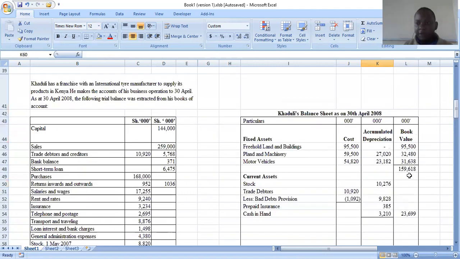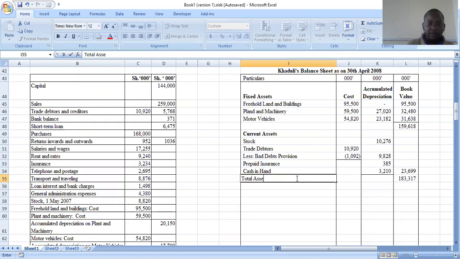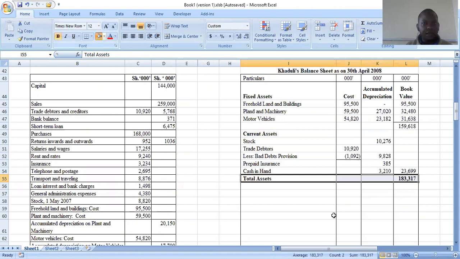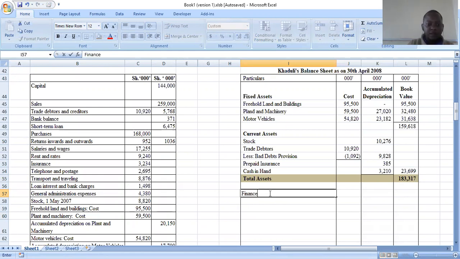So we add this to the fixed assets. That is 159,618 plus 23,699. It will give us the total assets. Then we move on to the other side of the balance sheet. On the other side of the balance sheet, we have the capital and liabilities. So we begin with the capital financed by capital.